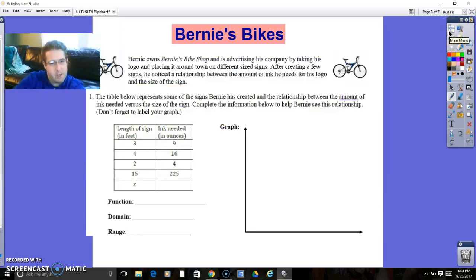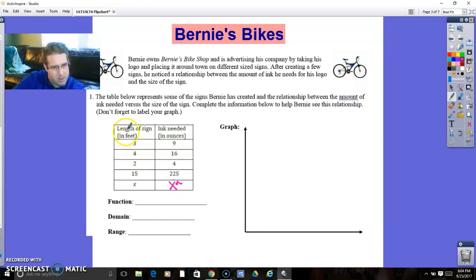Alright, so Bernie's bike shop. The table below represents some of the signs that Bernie's created. The amount of ink needed and the size of the poster are related to each other here. So we've got 3 to 9, so that function looks like 3 times itself is 9, 4 times itself is 16, so it looks like x is simply squared. So that's simply the function right there.